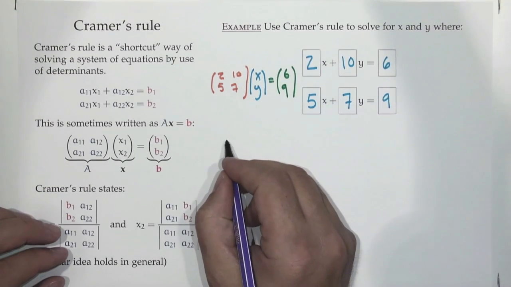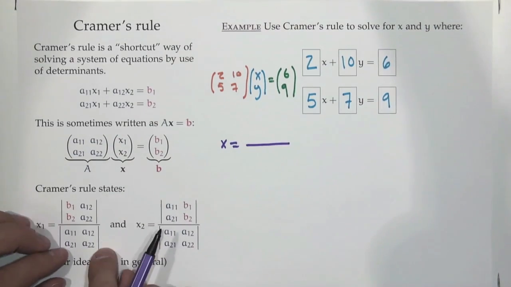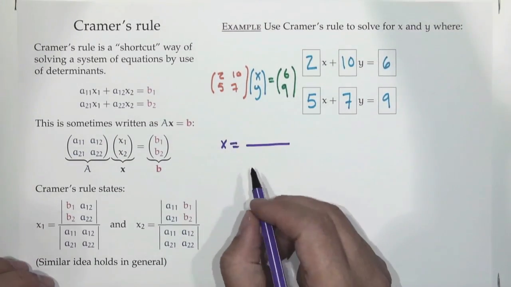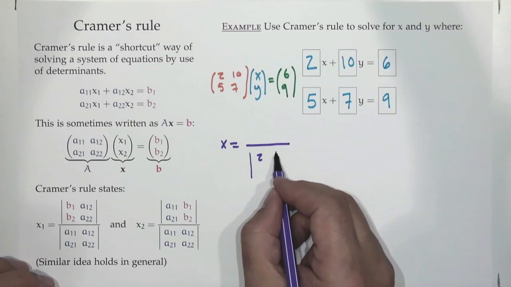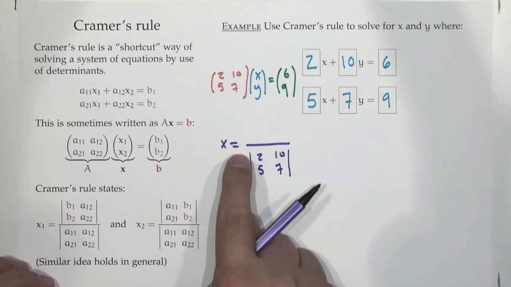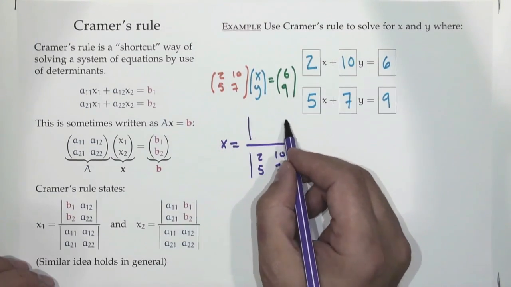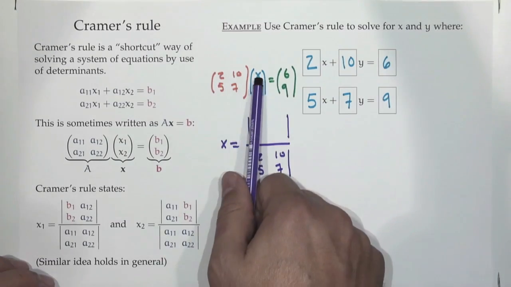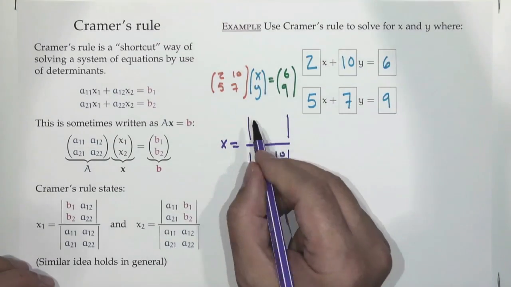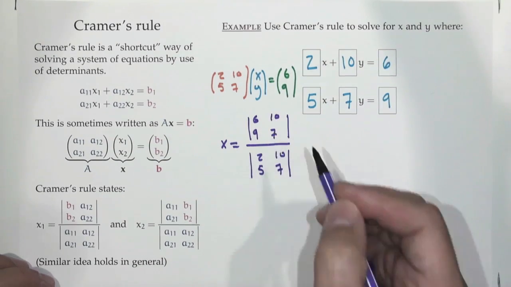All right. So the rule for x says what? We're going to take a fraction. The downstairs is we take this determinant, 2, 10, 5, 7. And when we're taking determinants, we use straight lines. The upstairs, we're going to replace the first column, because that's the x column, with 6, 9. And the second column stays as is.